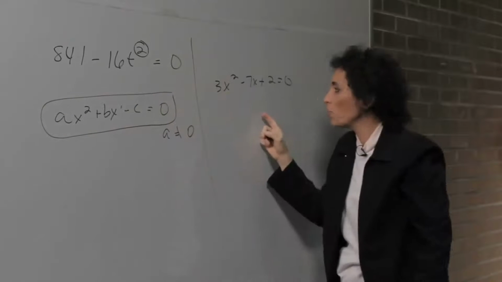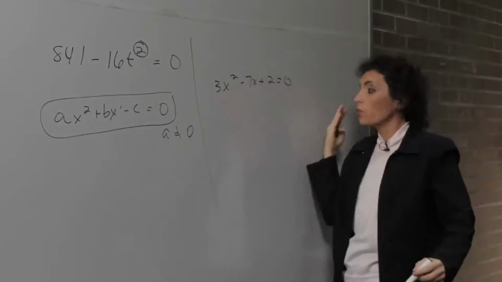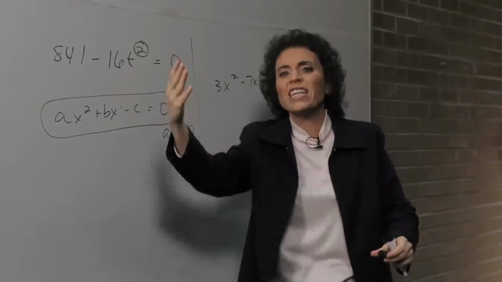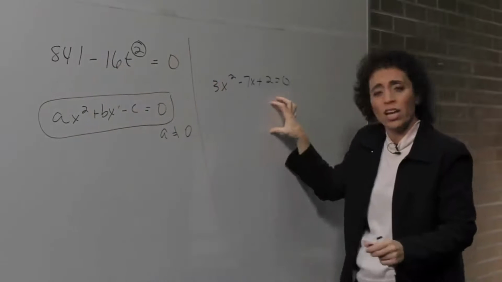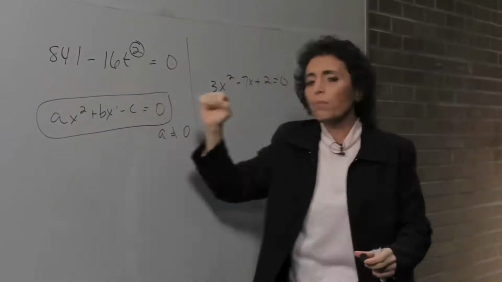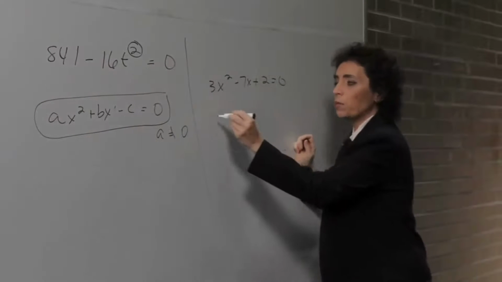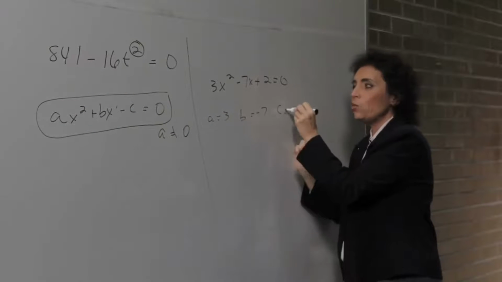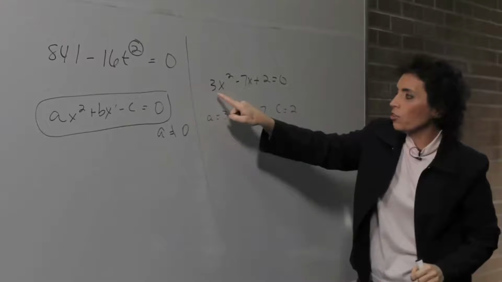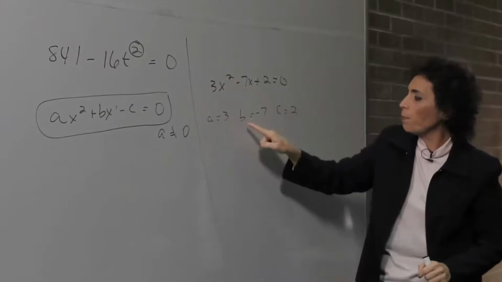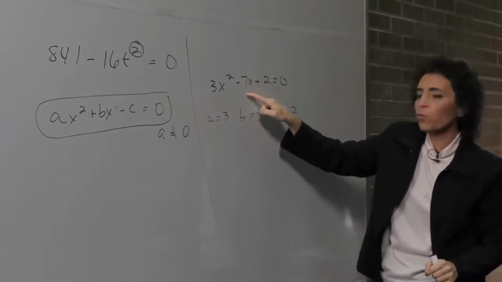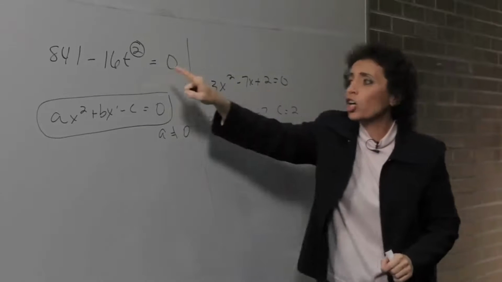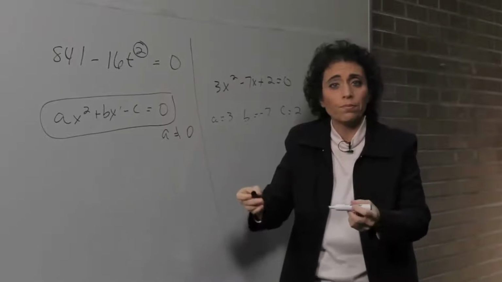Standard form means set to 0. That means everything is on one side, zero on the other. Unlike a linear equation, where we want all the variables on one side and numbers on the other, that's not what we want here. Here we want every term on one side, but 0 on the other. In this problem, a would be 3, b would be -7, c would be 2, because a is the coefficient of the squared term, b is the coefficient of the linear term, which is -7, and c is the constant term, which is 2. We're going to take a closer look at this when we learn how to solve them.